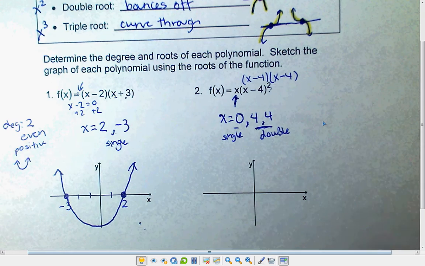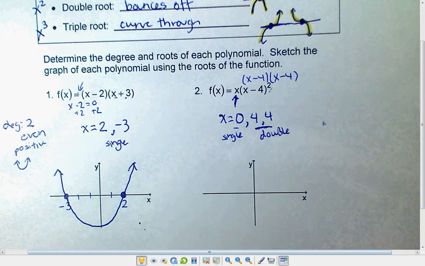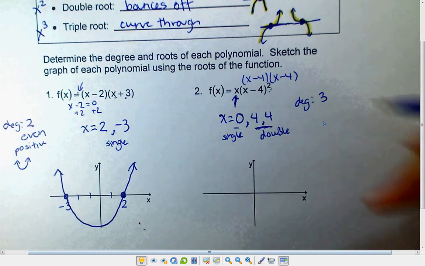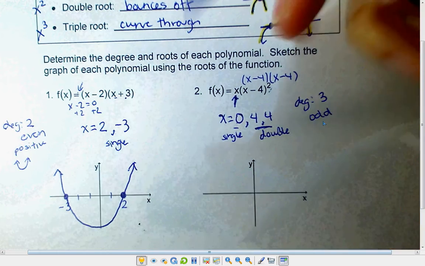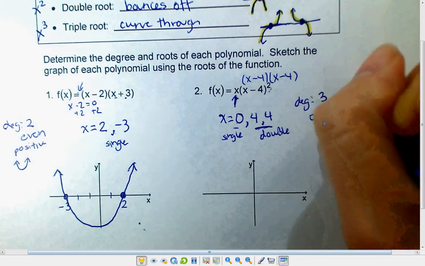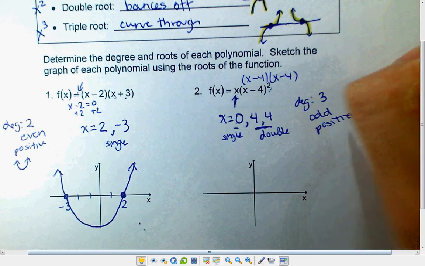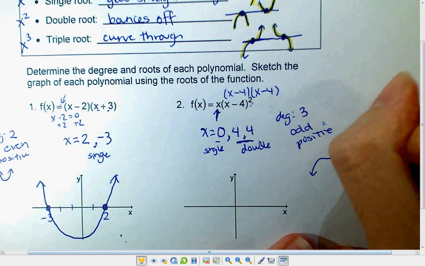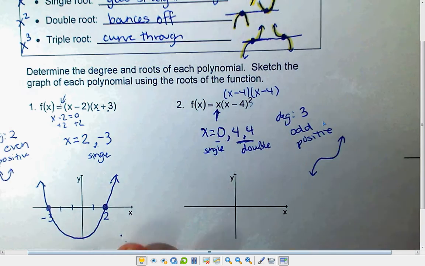So again, let's first count. We have 1, 2, 3 roots, so this tells me it's a degree of 3, which is odd. Let's look up here. Is there a positive or a negative in front of it? There's no negative, so this is positive. So if it's an odd and positive, we know that it's going to look like our cubic positive graph. So it's going to be starting down here and then moving up.